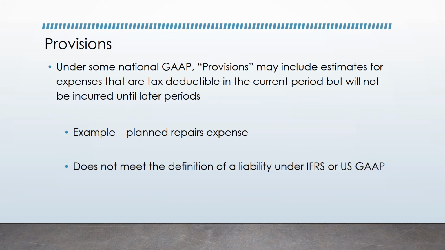Under some national GAAP, provisions may include estimates for expenses that are tax deductible in the current period but will not be incurred until later periods. For example, planned repairs or expenses. This doesn't meet the definition of a liability under IFRS or US GAAP. All right, but remember at the same time that countries that have adopted IFRS, in a lot of cases, it's just publicly traded companies that are using IFRS, and the rest of the country is using what we would refer to as their national GAAP.